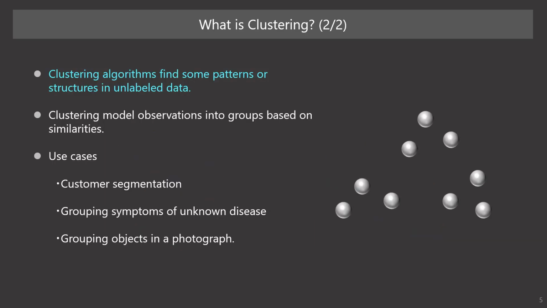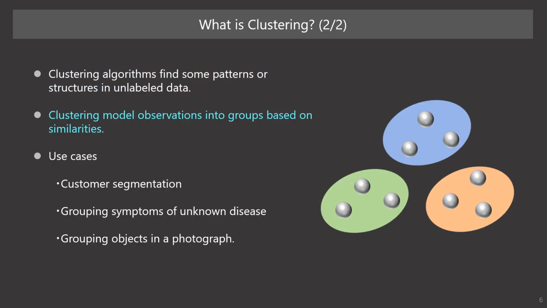Clustering algorithms will find some patterns or structures in unlabeled data. It quantifies similarities between observations and then divides observations into groups based on similarities. These groups are called clusters. Each cluster consists of similar observations, and observations in different clusters are dissimilar. Practical use cases of cluster analysis include customer segmentation, grouping symptoms of unknown disease, and grouping objects in a photograph.